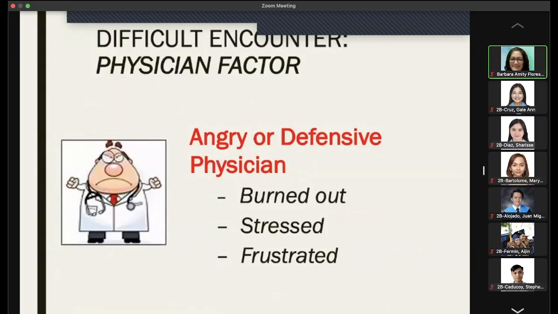Burnout, stress, and frustration can make a person angry and defensive. So, factors that may lead to these are being unhappy with the job or being unhappy with what you're doing, maybe from poor compensation, feeling unappreciated, or not being acknowledged properly. They may also come from personal baggage or triggered personal issues.